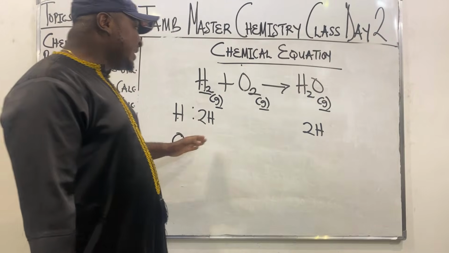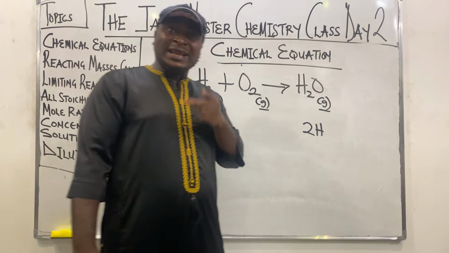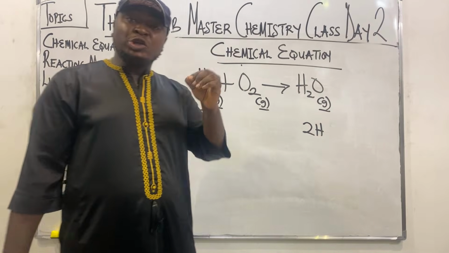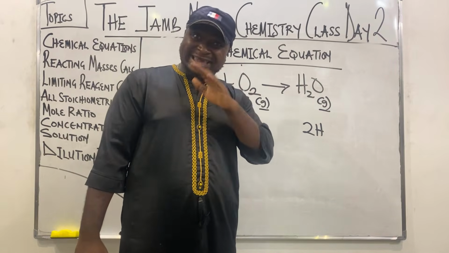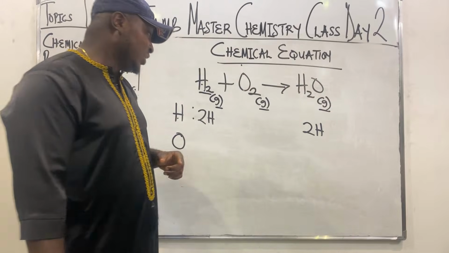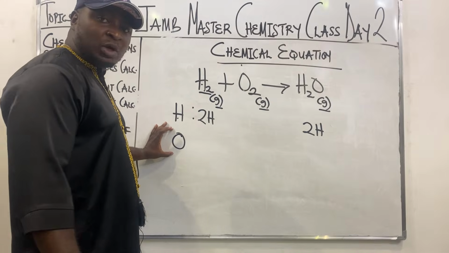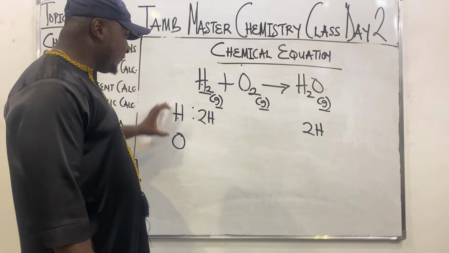So class, the method I'm using now is a trial and error method. But like I said, I will teach you the algebraic method of balancing any chemical equation. I will teach you how to use algebra to balance any chemical equation. Follow me, you will learn a lot. So class, first things first, bring out all the atoms, hydrogen and what? Oxygen. We have hydrogen, we have oxygen.